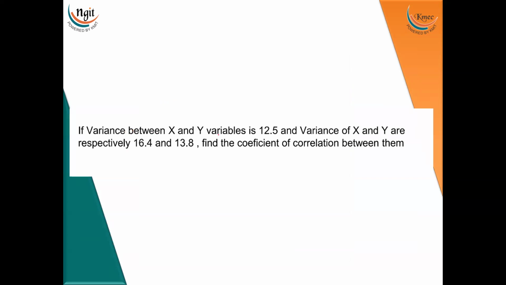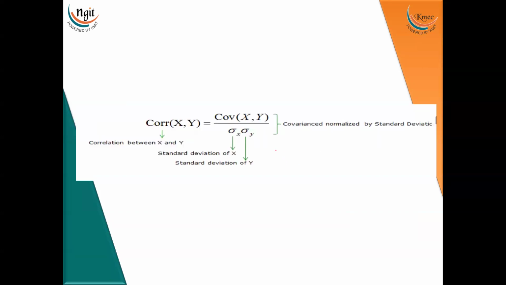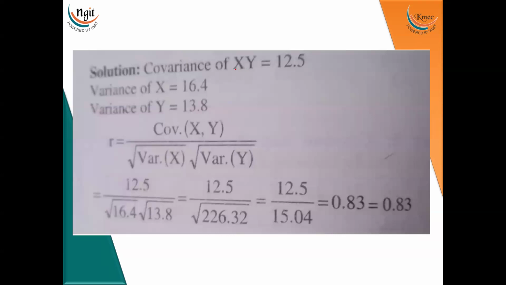If covariance between X and Y variables is 12.5 and variance of X and Y are respectively 6.4 and 13.5, find the coefficient of correlation between them. We already know there is one formula, this one. Just substitute those values in this. That is, covariance of XY is 12.5. They have given variance of X and variance of Y, but we have here standard deviation of X and Y. So we know that the square root of variance is the standard deviation.